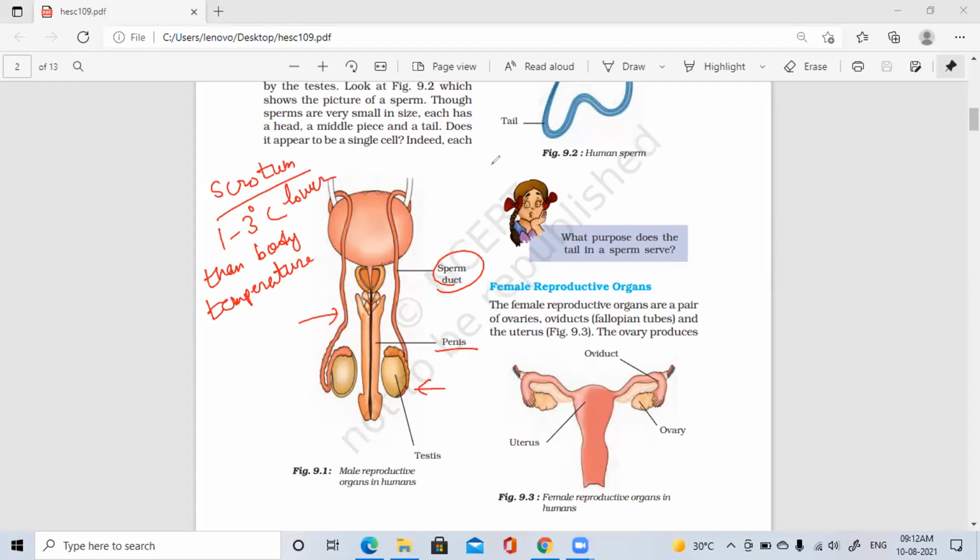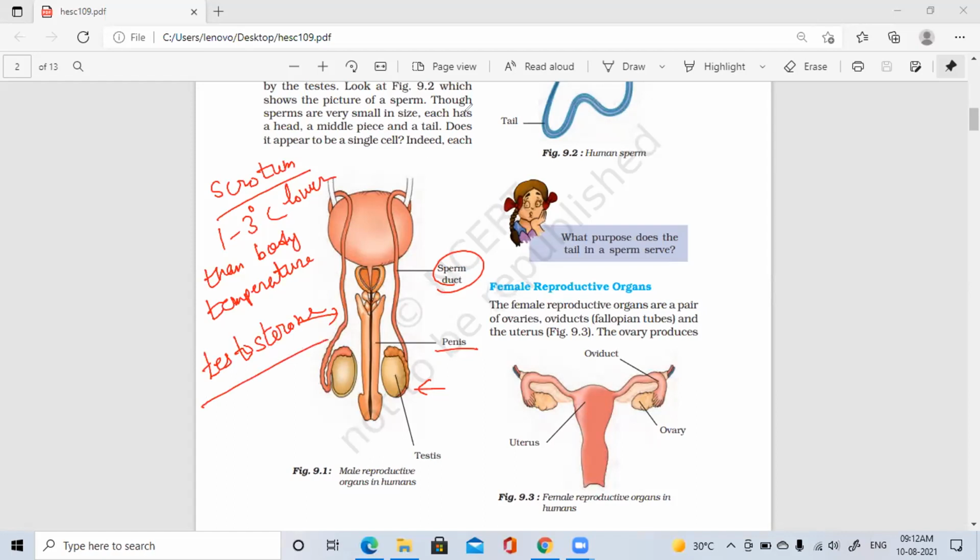And the function of testes is to produce male gametes called sperms. It also produces the male sex hormone known as testosterone. That is TES, Testosterone. This is the male sex hormone.